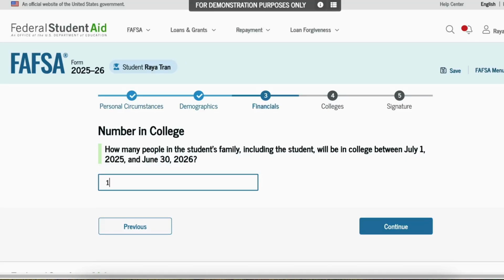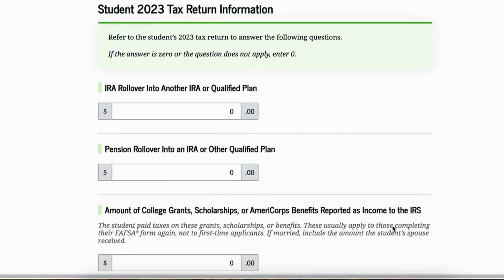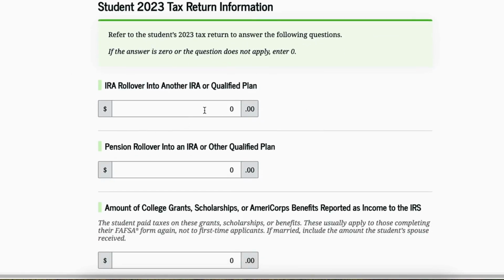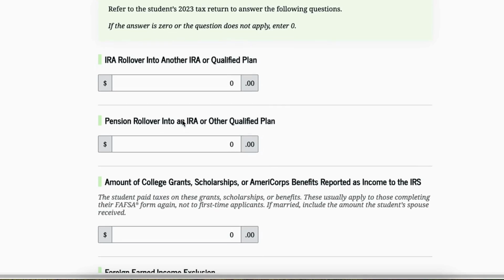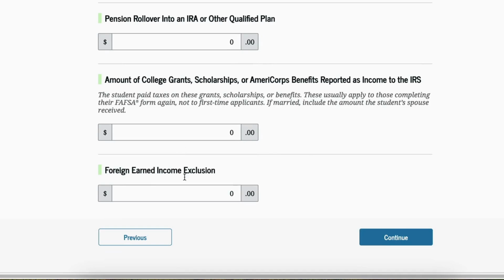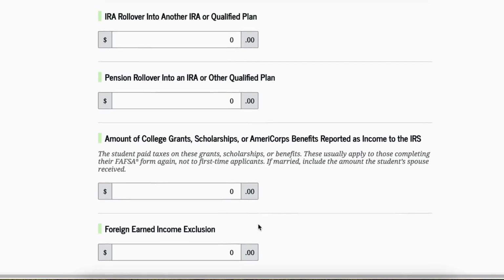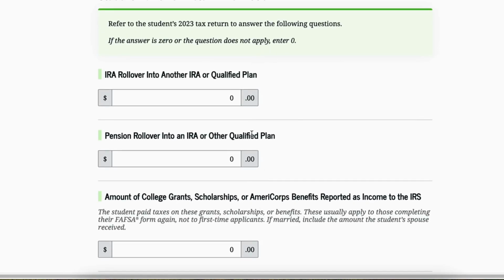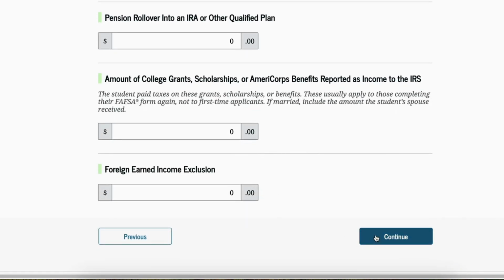This will be one if it's just you going to college next school year. If you have other siblings that are in college, then obviously that will be different. This piece right here will not be listed under the student's tax return information unless you have one of these plans. So typically these are going to be 0 across the board. If you do have any money from any of these situations, you will put in the amount, but typically you'll find these in the parent side.